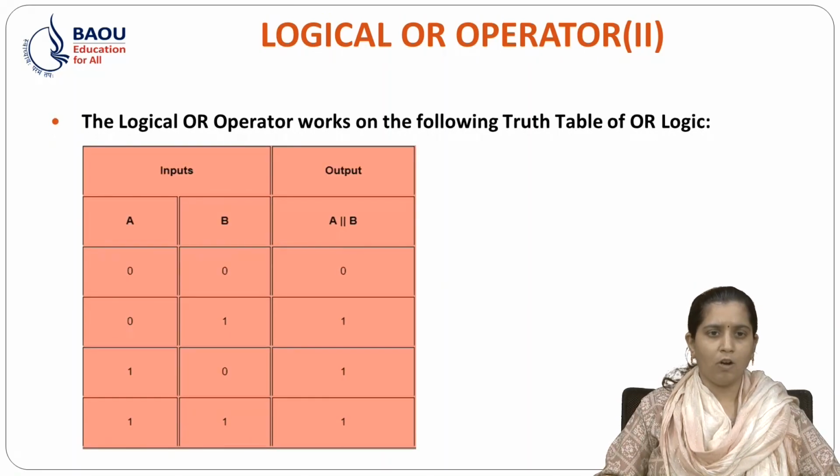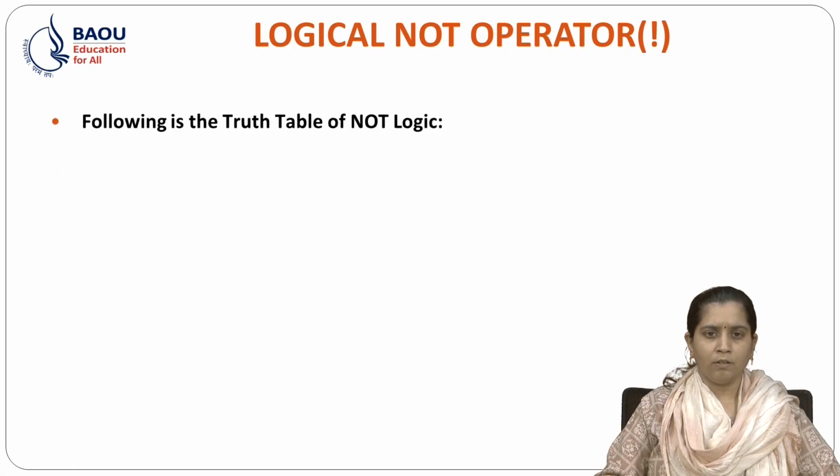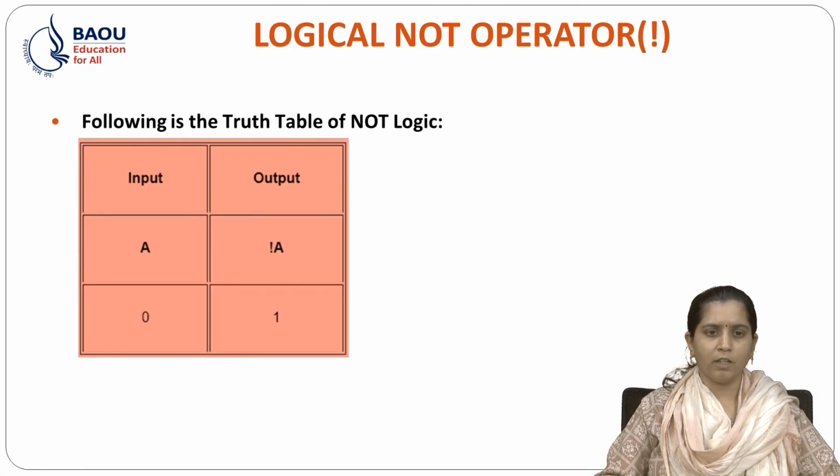This is the truth table of the logical OR operator. If both the values satisfy, then it will give me 1, otherwise it will give me 0. This is the truth table of the logical NOT operator. That is, if I input my variable as 0, then I will get my output as 1, because it always shows me the opposite of what I have input.